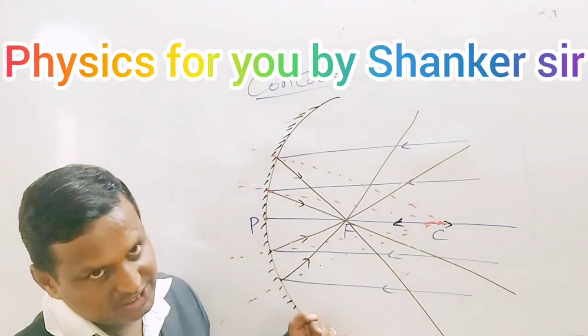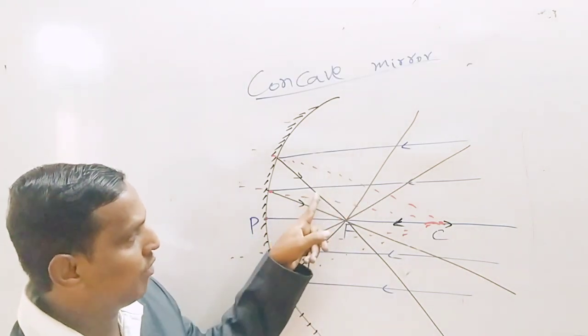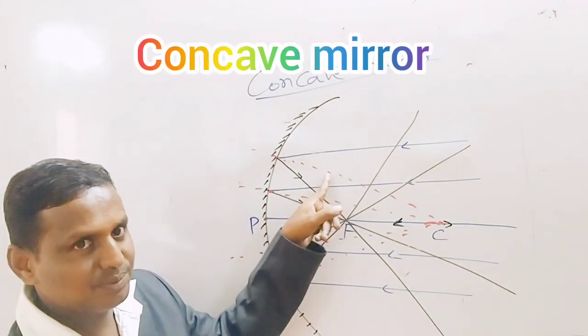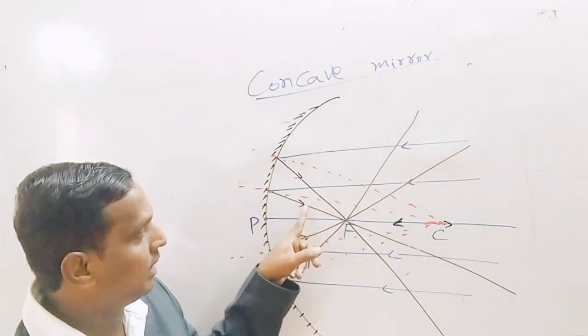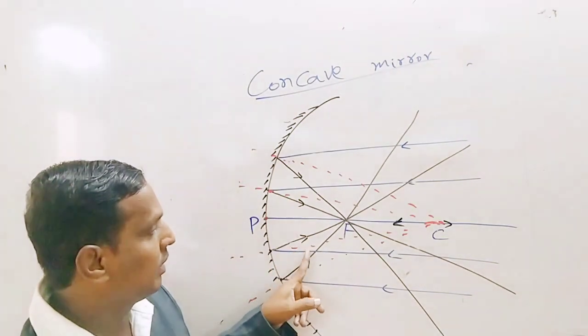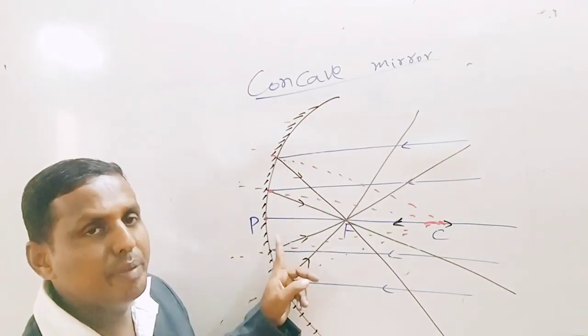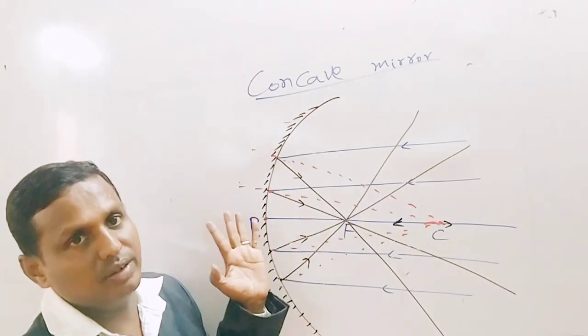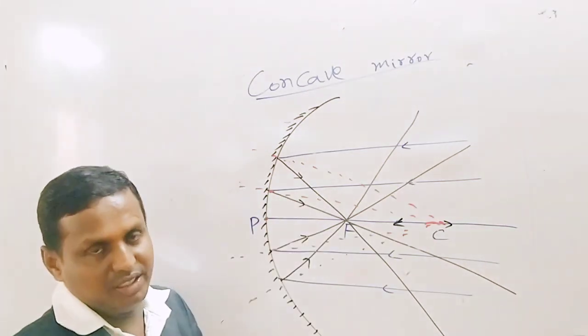Yes, students, clear? Incident ray, reflected ray, normal, like the laws of reflection. The normal should always be between the incident ray and the reflected ray. Yes, students, this is about the concave mirror.